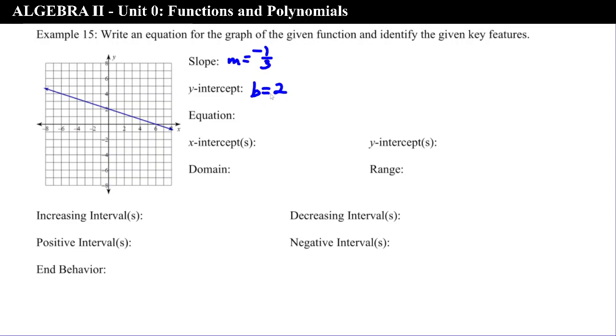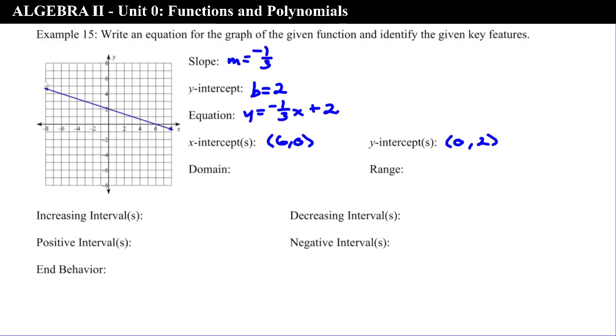Well, we have our slope and we have our y-intercept. That's all you need to write the equation of the line. So our equation is going to be y equals mx plus b, so m is -1/3, y equals -1/3 x plus 2. Now that we have the equation, let's finish off by finding all the rest of the requested information. For the x-intercept, we go along the x-axis. There's our x-intercept, (6, 0). We already found our y-intercept, and that was (0, 2).